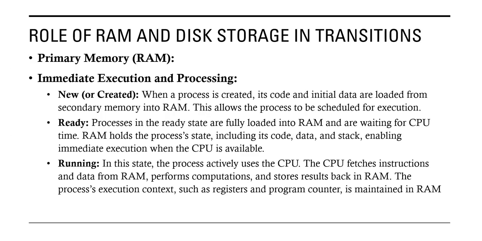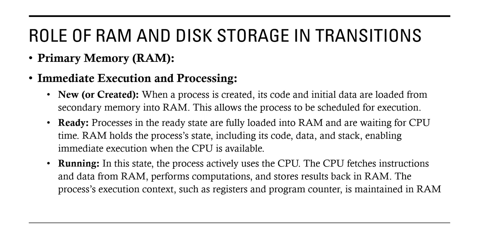Role of RAM or primary memory, and secondary storage or disk storage, in transitions. Primary memory: immediate execution and processing. New: when a process is created, its code and initial data are loaded from secondary memory into RAM. This allows the process to be scheduled for execution. Ready: processes in the ready state are fully loaded into RAM and are waiting for CPU time. RAM holds the process state, including its code, data, and stack, enabling immediate execution when the CPU is available.